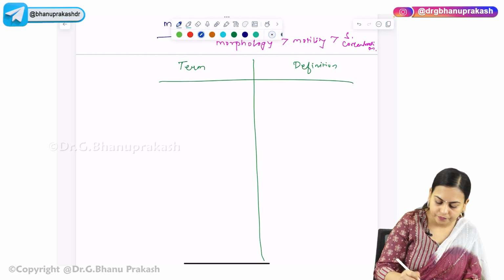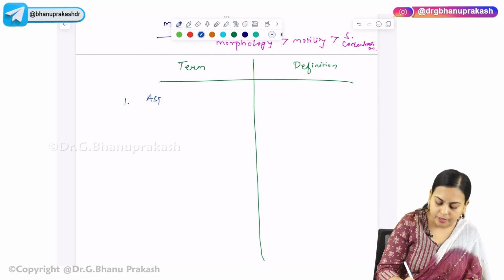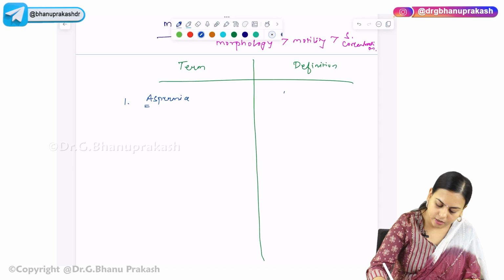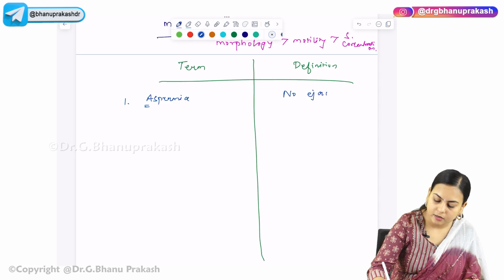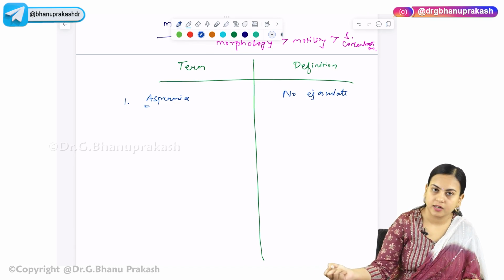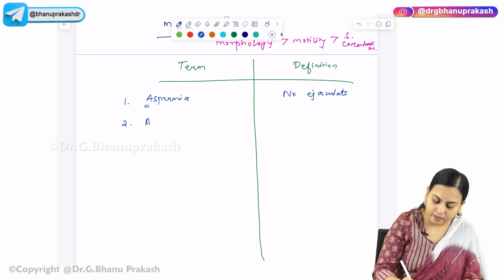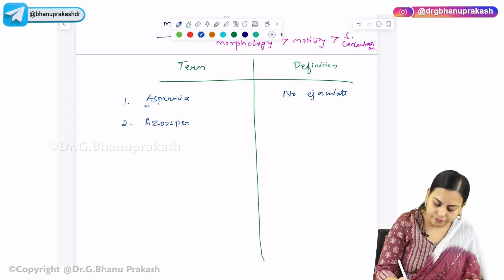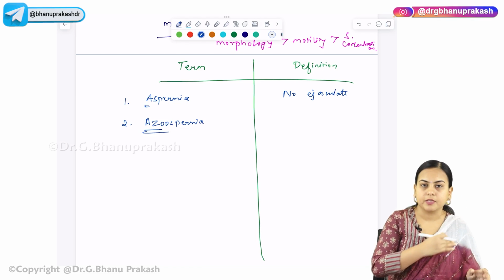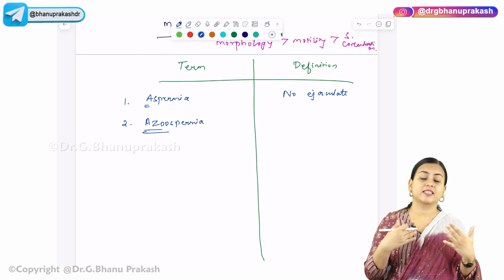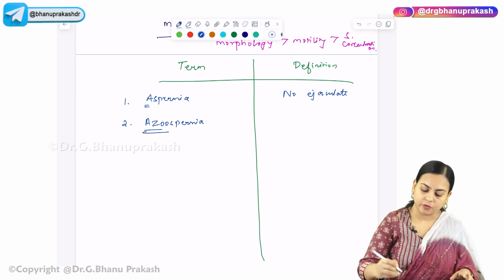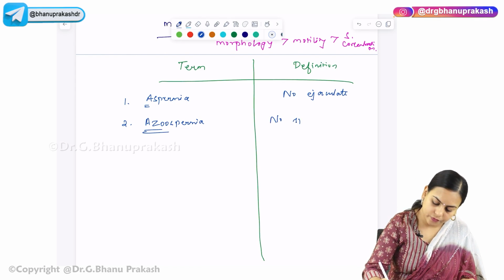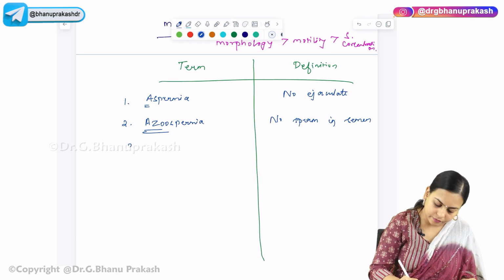First thing is aspermia. Aspermia means there is no ejaculate itself. Clear? And second one is azoospermia. Azoospermia means there is semen, but there is no sperm in the semen. So no sperm in semen. Next one is oligospermia.